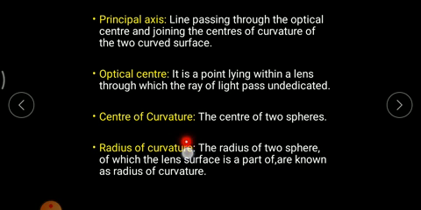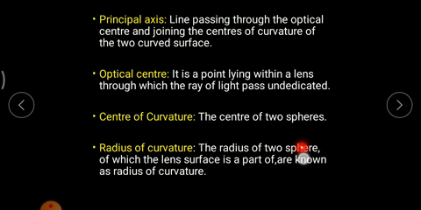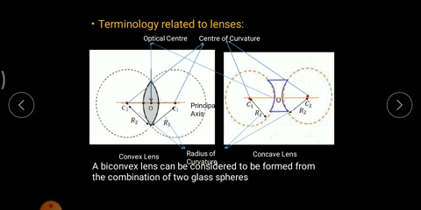What is radius of curvature? Radius of curvature is the distance between the optical center and the center of curvature, or the radius of the two spheres of which the lens surface is a part. This lens surface, the distance between the surface and the center, is the radius of curvature.